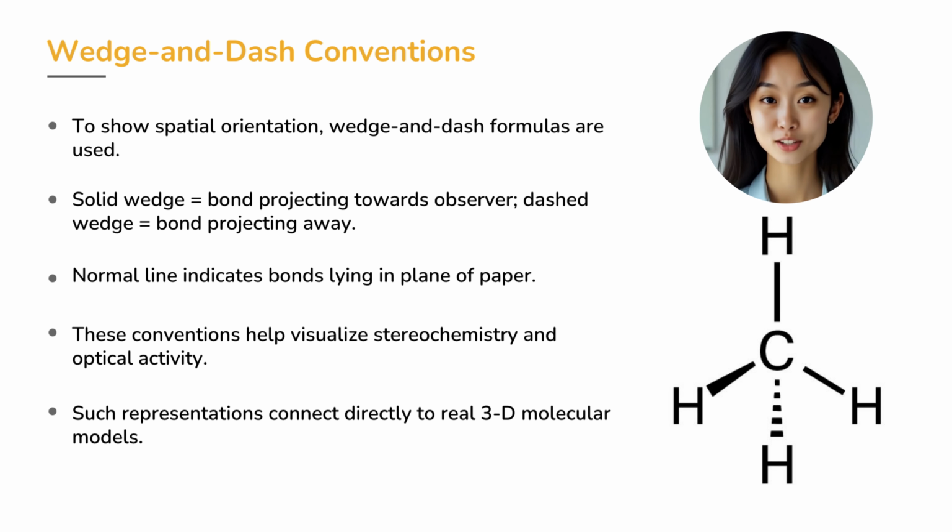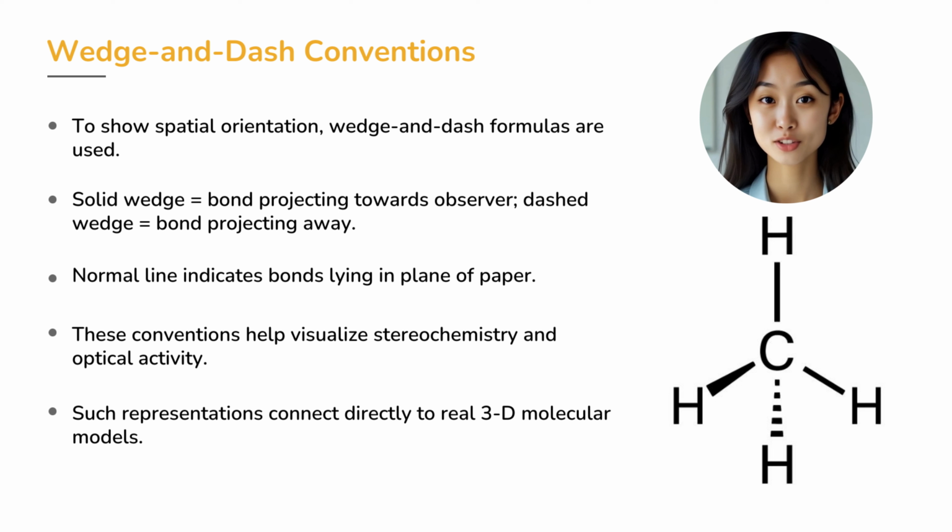Flat paper is not enough to show real molecules, so we use wedge and dash conventions. A solid wedge shows a bond projecting out of the page towards you. A dashed wedge shows a bond going behind the page, away from you. A straight line shows a bond lying in the plane of the page. Take methane, written as CH4.